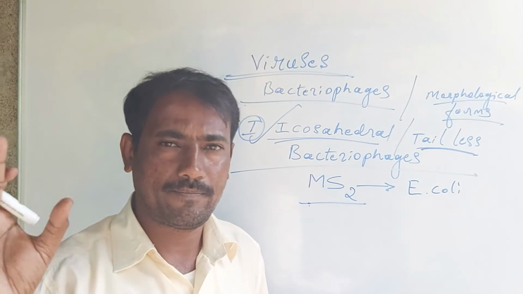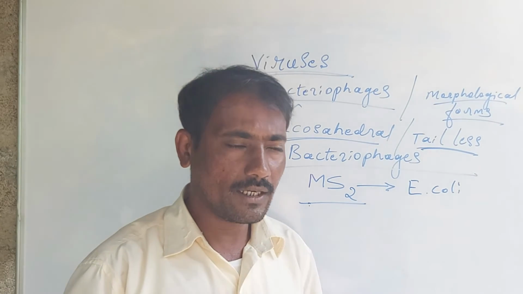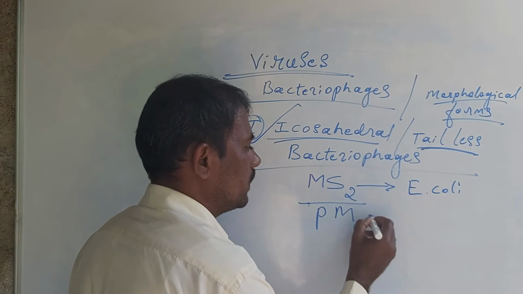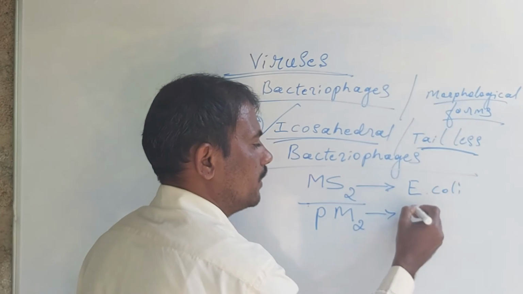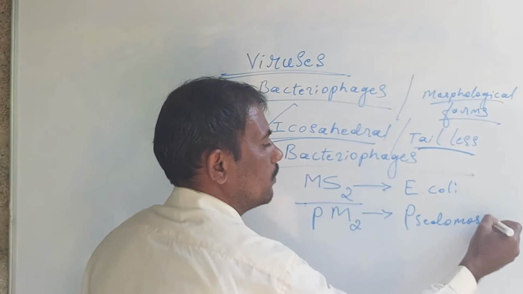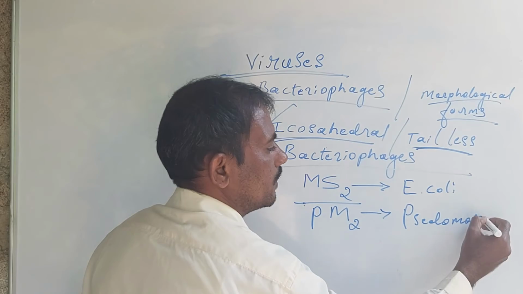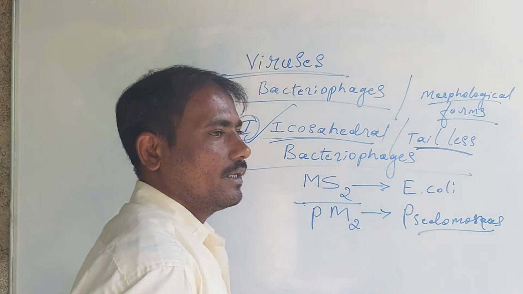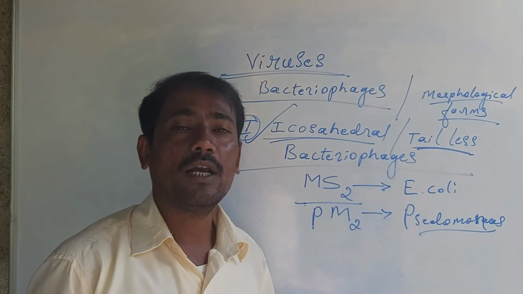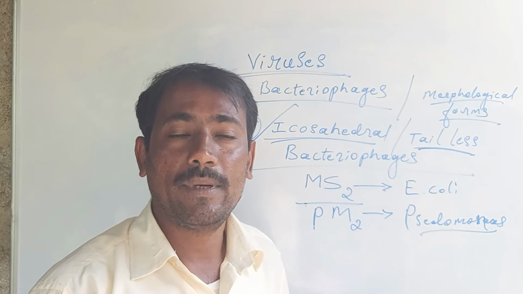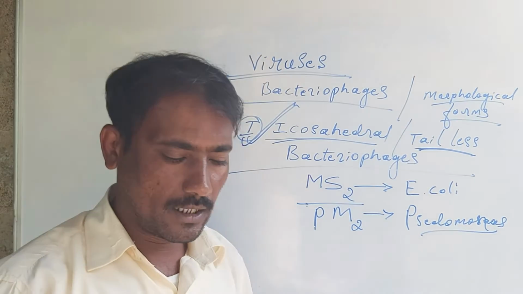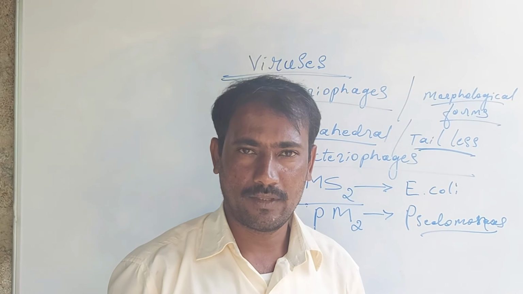This is not the only example of an icosahedral or tailless bacteriophage. There are many. Take for example PM2, which infects the Pseudomonas bacterium. It is also another good example of an icosahedral bacteriophage. This is the first morphological group of the bacteriophages.